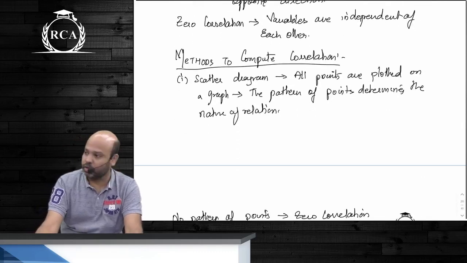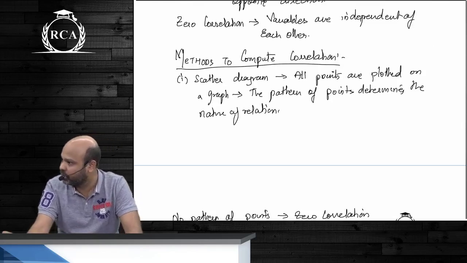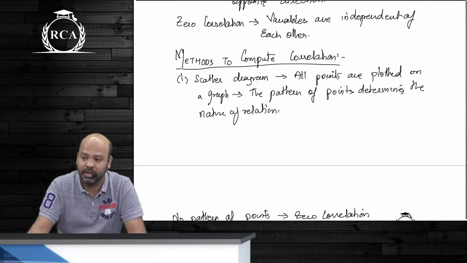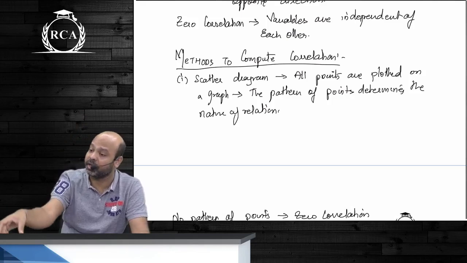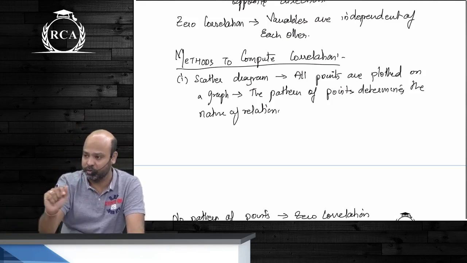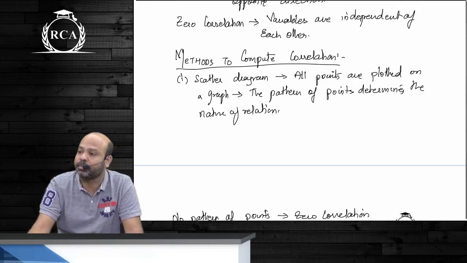Now, to measure correlation, whether it is positive or negative, there are four methods. The first one is the scatter diagram. All you have to do in a scatter diagram is plot the entire bivariate data that you have collected on a graph. You will plot the xi values and yi values on a graph. Depending on the pattern of the plotted points, you are going to determine the correlation.